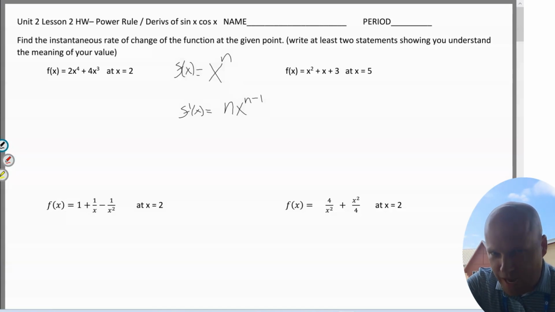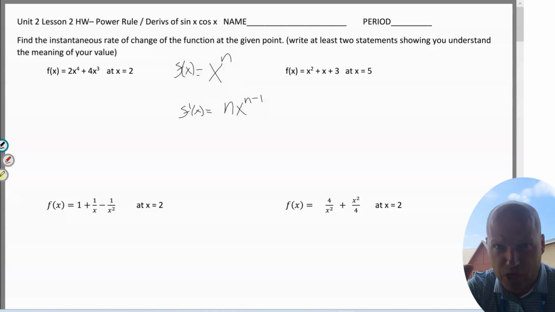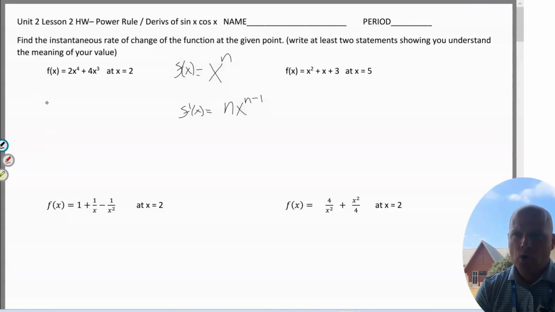What is a limiting factor is you guys and how strong your exponent rules are. Okay, so I'm going to be doing some. Make sure you try all of these yourself and you're not copying this down, because boy do I notice you guys are weak at exponent rules and you need to practice. Now we are asked to find the instantaneous rate of change of the function at the given point. We need at least 2 statements, so you don't have to write a statement for every single problem, but at least 2 statements showing you understand the meaning of what you find.